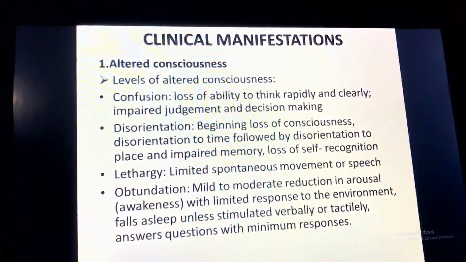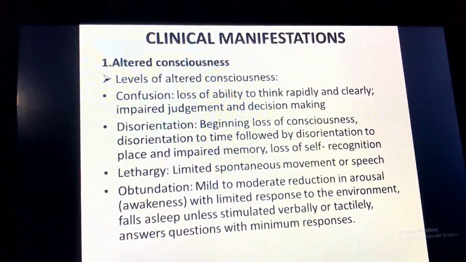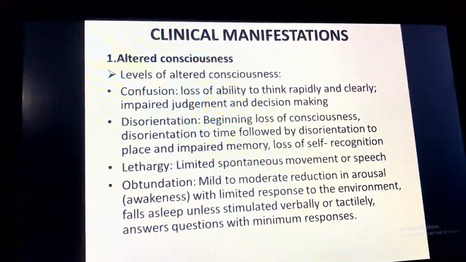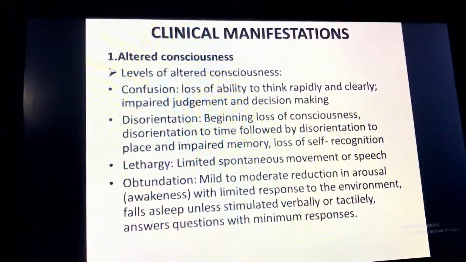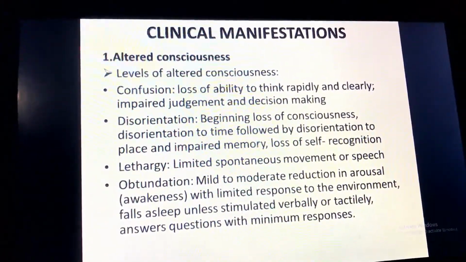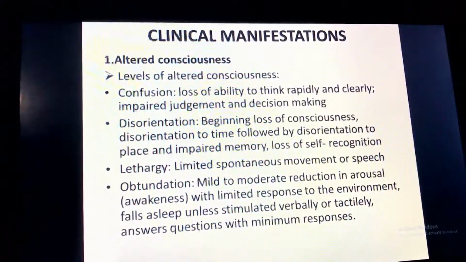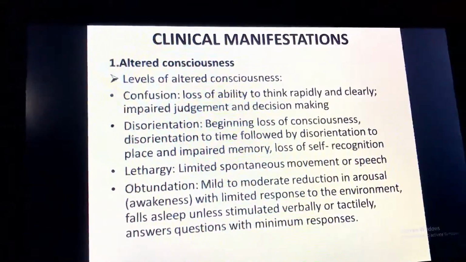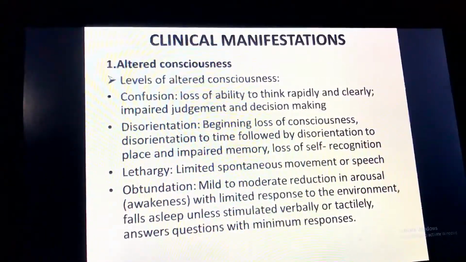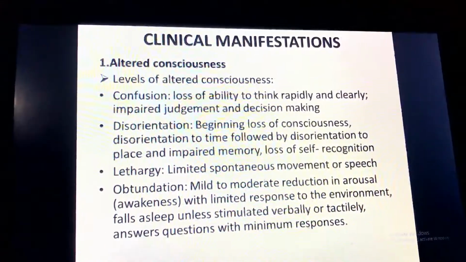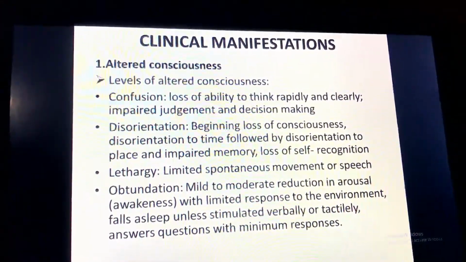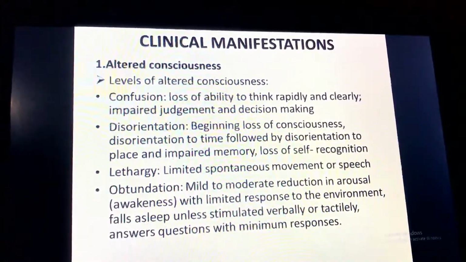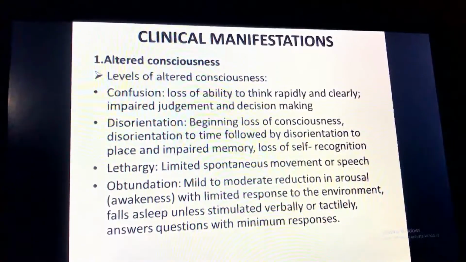Clinical manifestations. Altered consciousness. We have different levels of altered consciousness. The first is confusion. Confusion is the loss of ability to think rapidly and clearly, with impaired judgment and decision making. This is the first level of altered consciousness. The status of the client may be confusion when he loses the ability to think rapidly and clearly, and has impaired judgment and decision making.